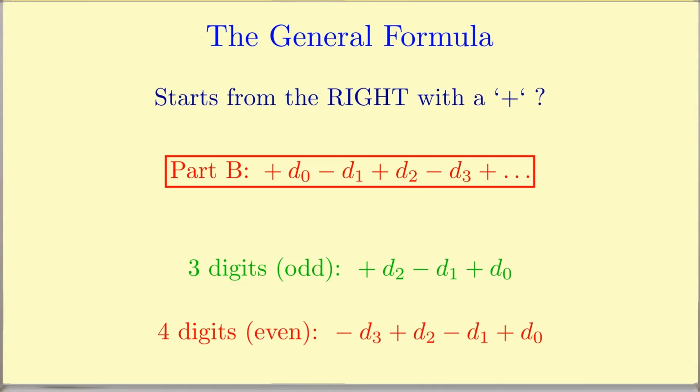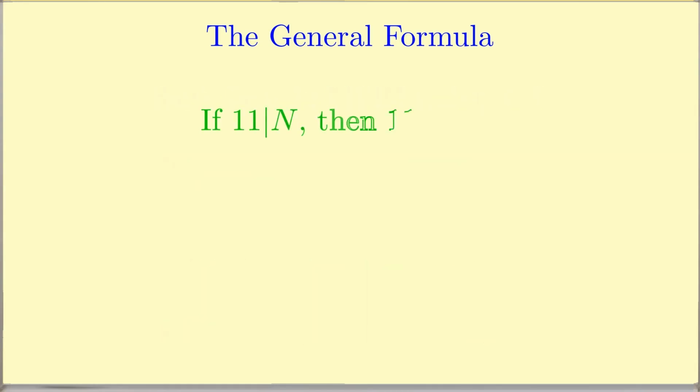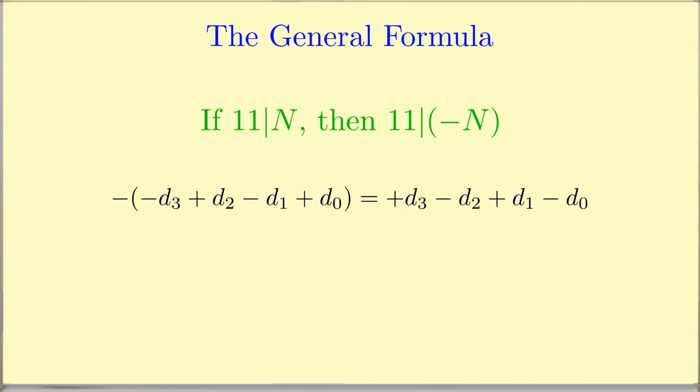So why does starting from the leftmost digit as a plus still work every single time, even for those even length numbers? Bring back our favorite mathematical rule. If 11 perfectly divides a number, it perfectly divides its exact opposite. If you take a formula that is logically supposed to start with a minus, but you intentionally start it with a plus, all you are doing is flipping every single sign in the entire equation. You are just calculating the exact opposite of Part B.